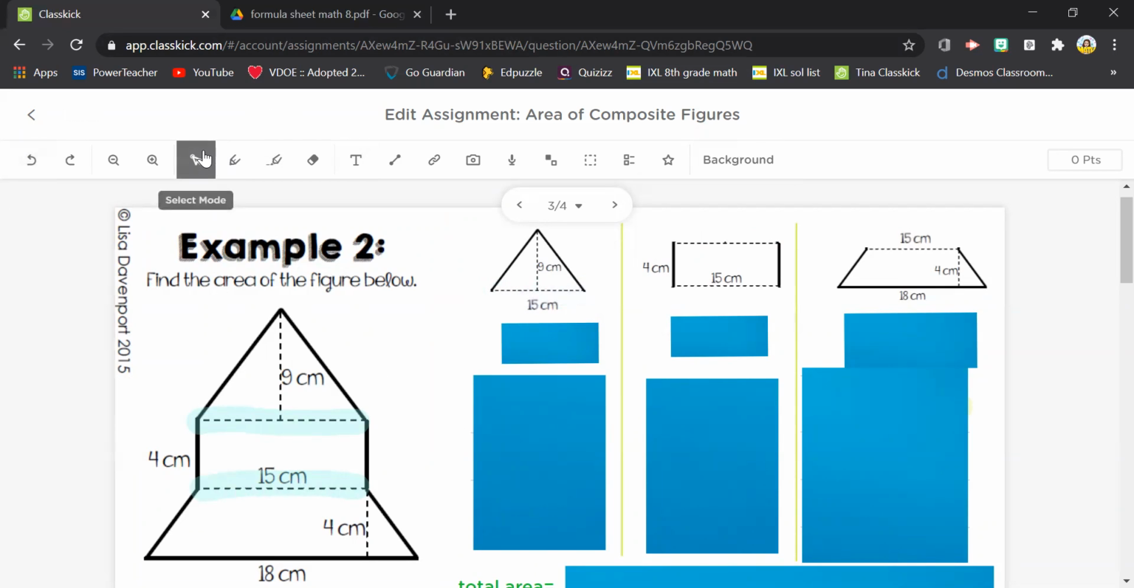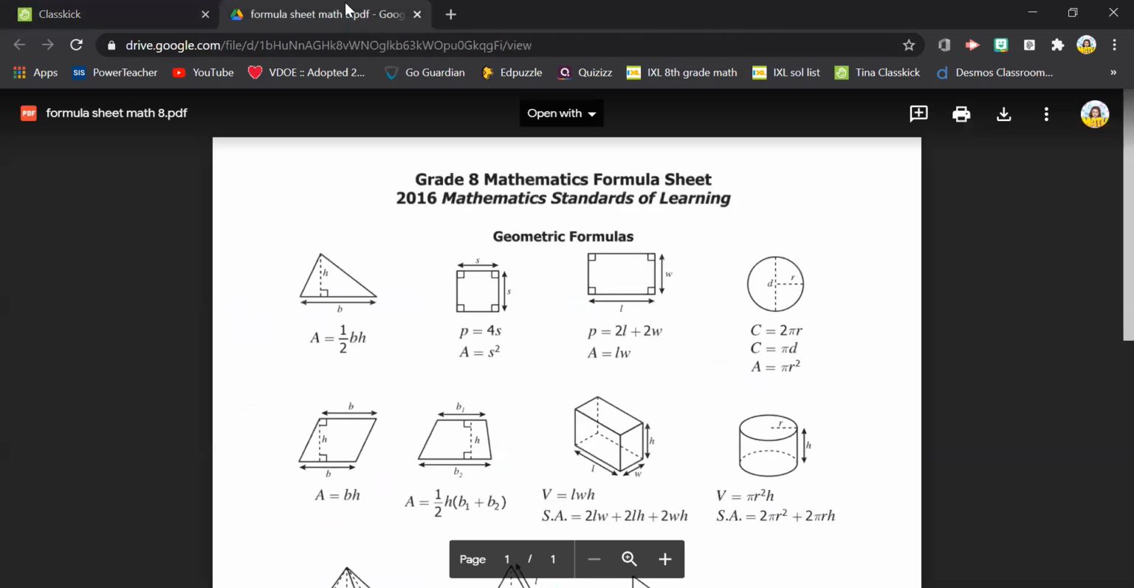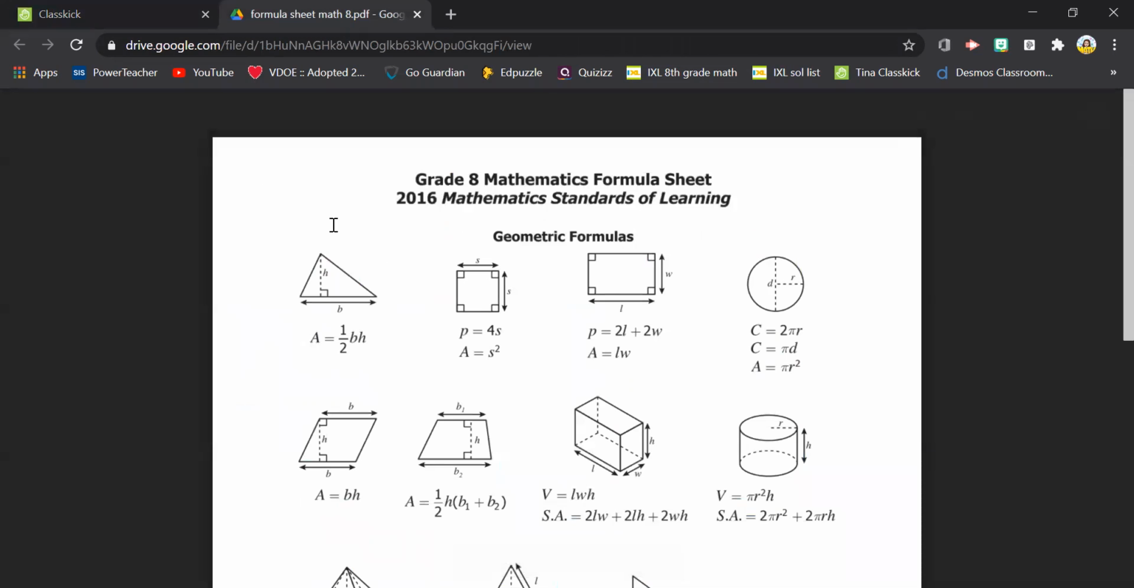Now my first thing to do after I subdivide the shape is to figure out the appropriate formulas for this triangle. So I'm going to look on my formula sheet. Triangle area is 1/2 base height.